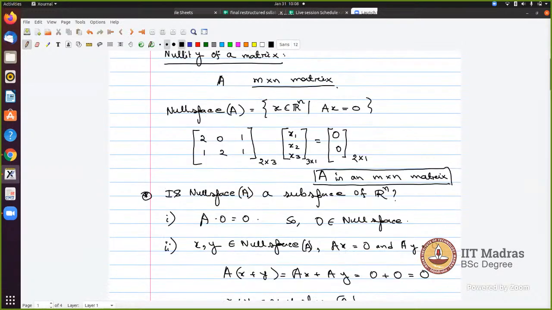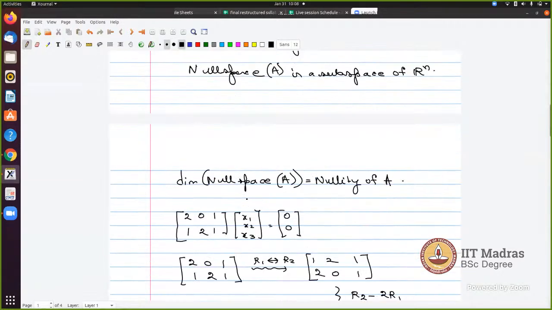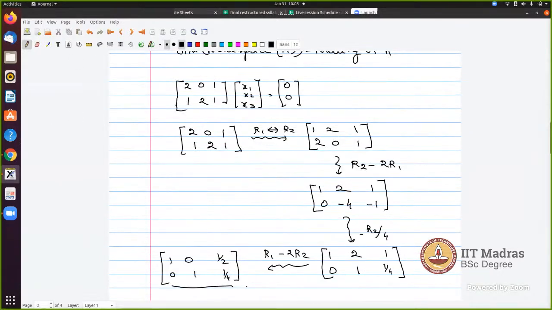Yes, sir. Okay. So null space is basically, if you consider a matrix and take the homogeneous system of linear equations corresponding to that, the solution space is basically the null space. Okay, sir. So we start with a matrix. So this is one example. We start with this matrix.